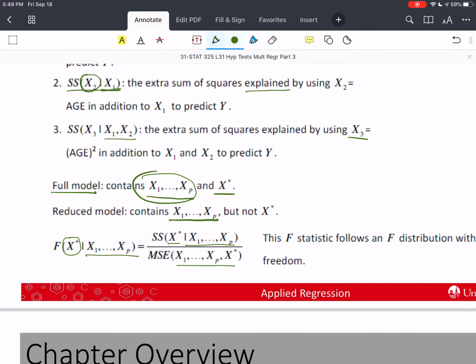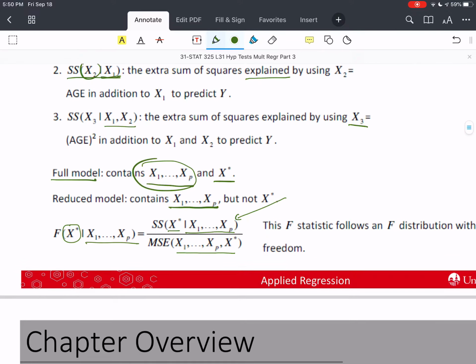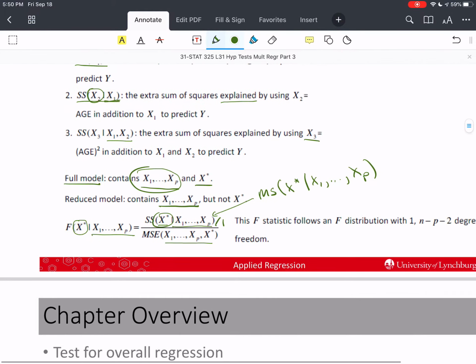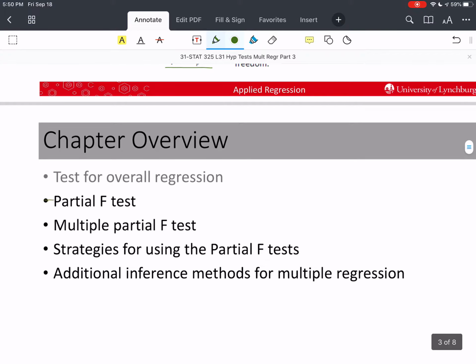Now I want to point out that I don't like the notation. I should have noticed it in the previous video, but I just remembered this is actually the MS of x star given x1 to xp, because it's divided by 1, which is the extra degrees of freedom. So we have a mean square here, but it's the same as the sum of squares because we're dividing by 1. All right, so we've talked about the partial test last time.